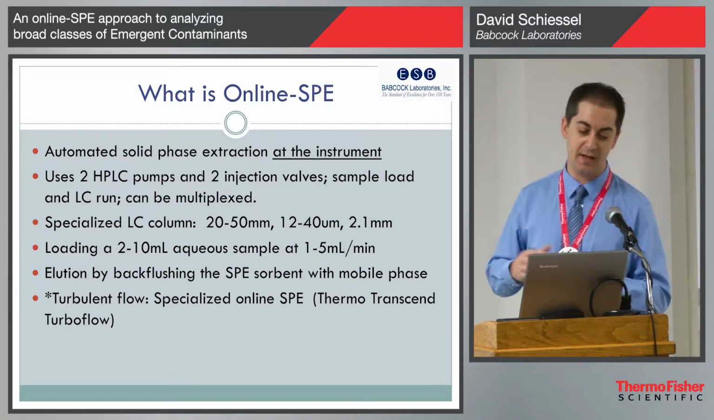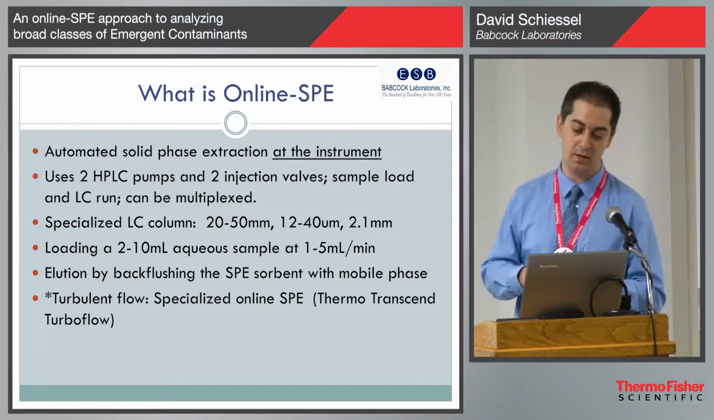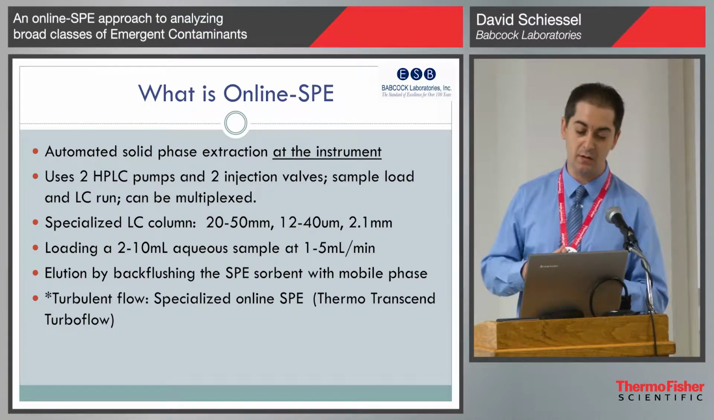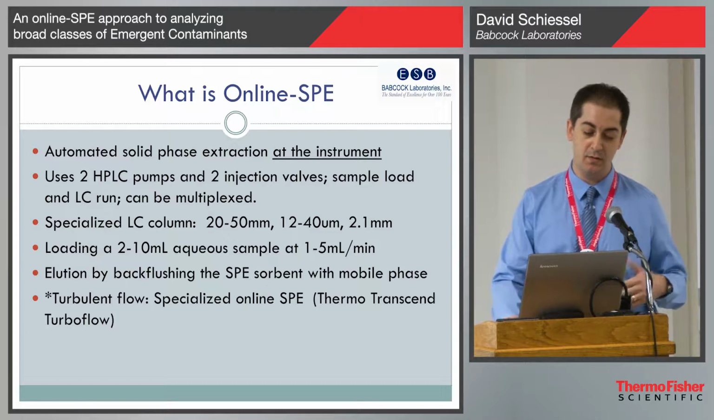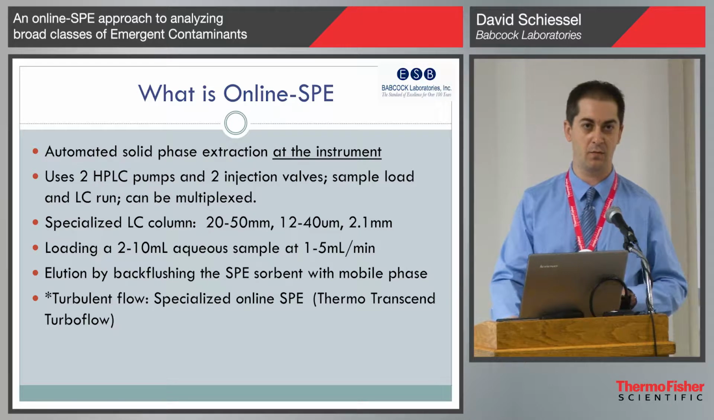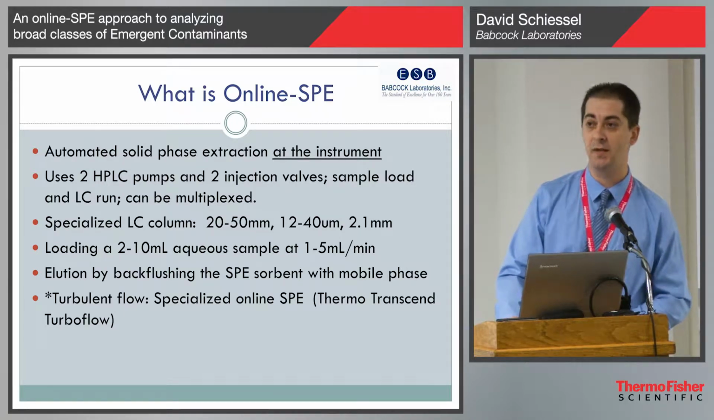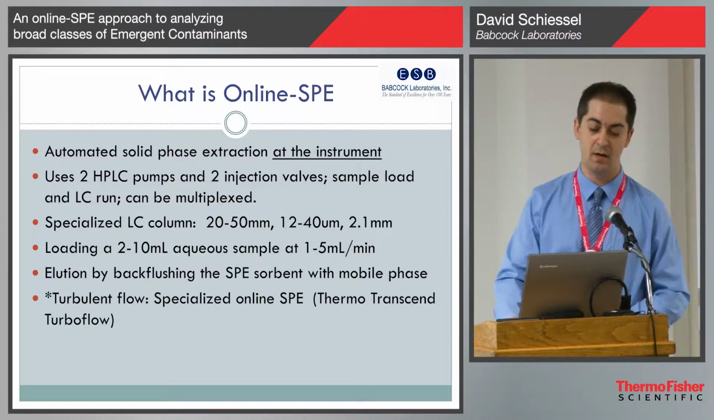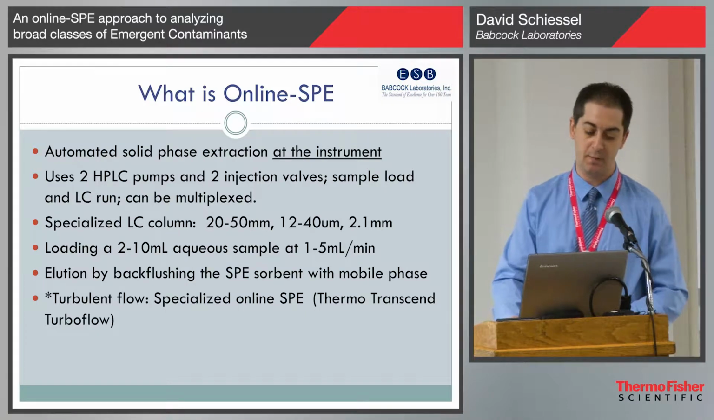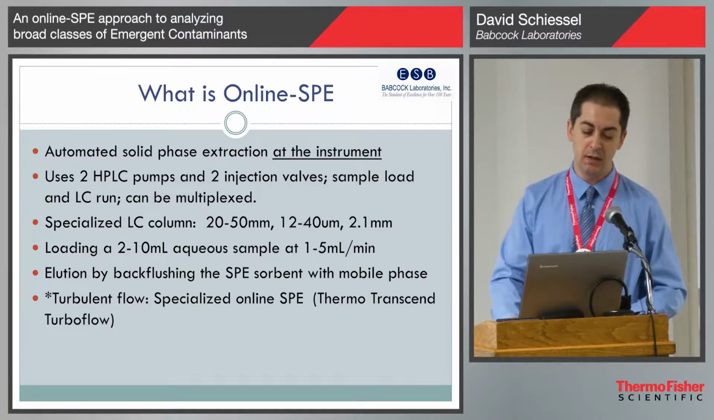We call it online-SPE, but that's just a fancy way of saying that we have a specialized LC column on the front end. Usually they're very short, like 20 millimeter with a large particle size. And we can load large aqueous samples, like 2 to 10 mL, but usually we're right in about the 5 mL range. We like to load the sample at higher flows so that we're not waiting 10 minutes to load the sample. And then elution is done by back flushing that sorbent.